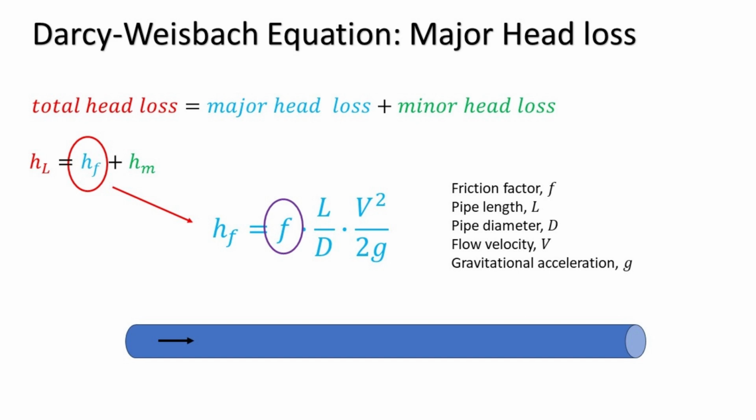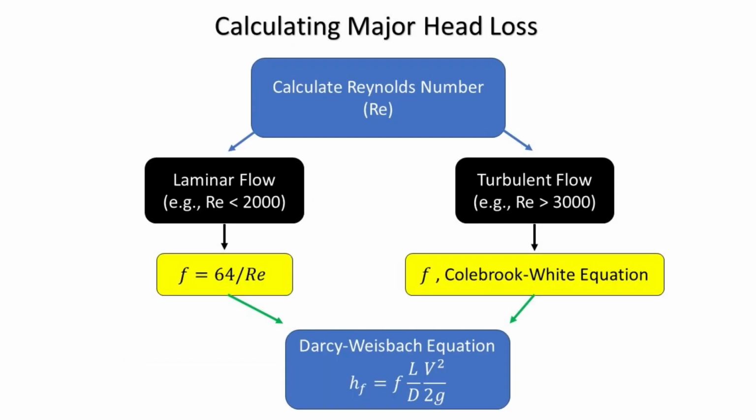The calculation of the friction factor begins with the determination of the flow regime using the Reynolds number. If we find the flow to be laminar, as implied by a small Reynolds number, we will be able to calculate the friction factor using a very simple equation, f equals 64 divided by the Reynolds number. This equation is derived directly from Newton's second law. The calculated friction factor f is then used to determine the major head loss hf.